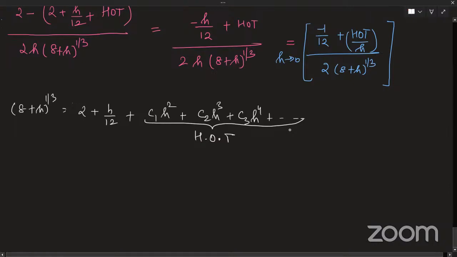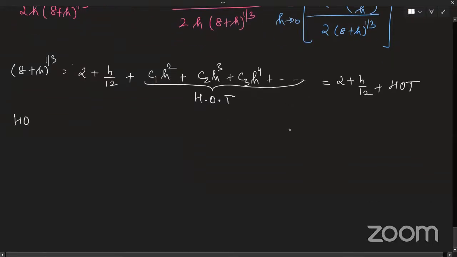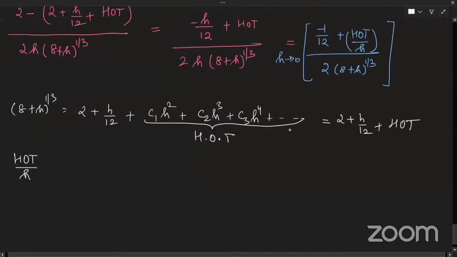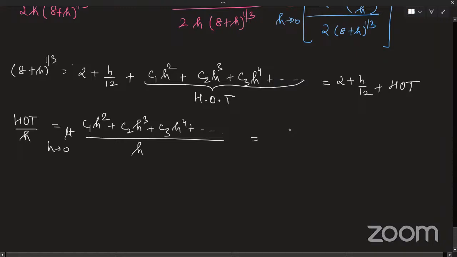So I'm just calling all of these terms higher order terms. I have written my final expansion as 2 plus h by 12 plus some higher order terms. So my higher order terms basically means I have my square term, my cube term, my fourth power term, and so on up to infinity, because this is an infinite expansion. Now when I take my higher order terms and divide by h, it will be something like (C1 h square plus C2 h cube plus C3 h raised to 4 and so on) whole divided by h. And now my limit h is tending to 0. Can you tell me what will be the value of this limit?